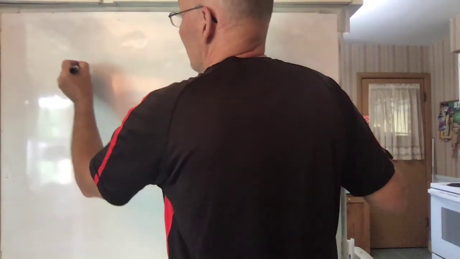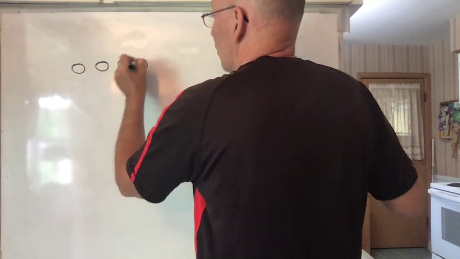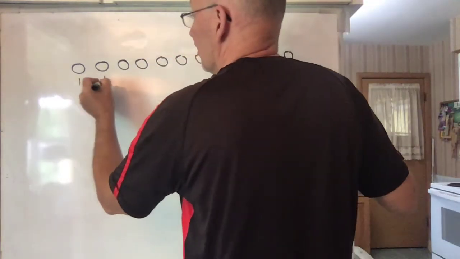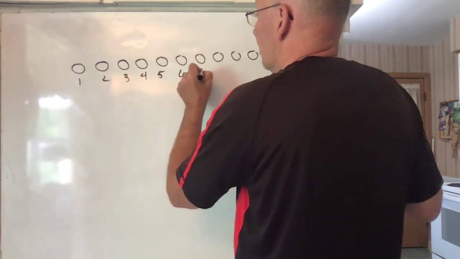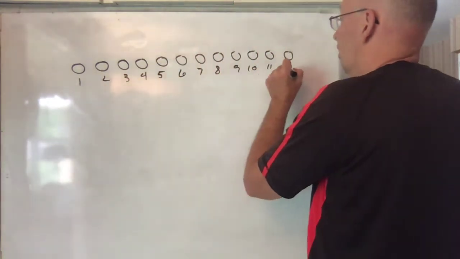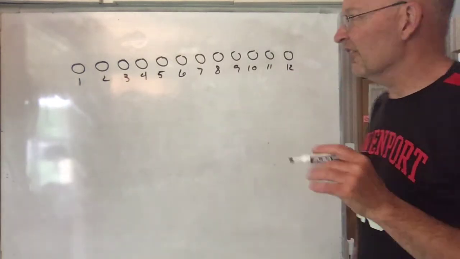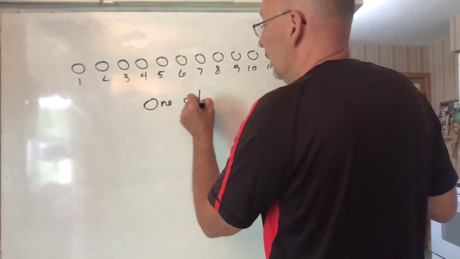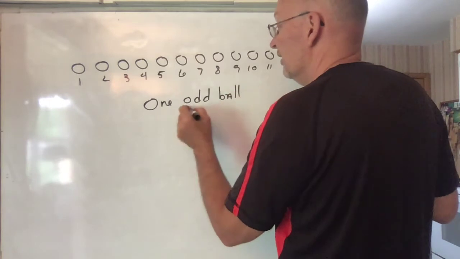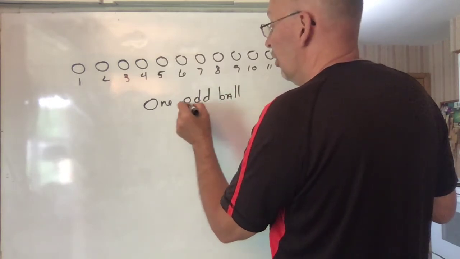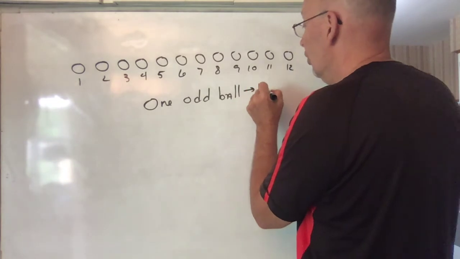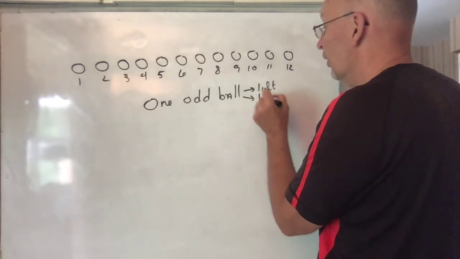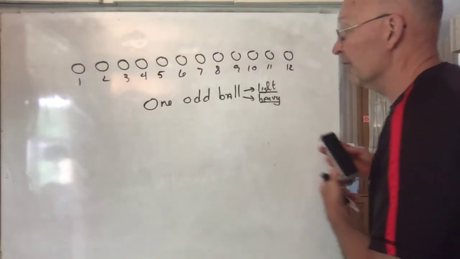Here's the question. There's 12 billiard balls. Okay? One of them is a slightly different weight. I'll call it the odd ball. And let me emphasize, you don't know whether the odd ball is light or heavy. It could be either a little bit too light or it could be a little bit too heavy. You don't know. All you know is that one of them is different.